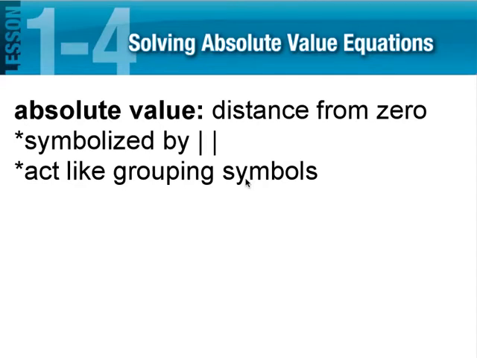Value equations. So first of all, we need to review, and this should be review. This should be nothing new. Okay? Absolute value means distance from zero. We've talked about that. We talked about that in Algebra 1. Okay, distance from zero. We symbolize it with two vertical lines, and they act like grouping symbols. So if you have a quantity in those, that's like parentheses.